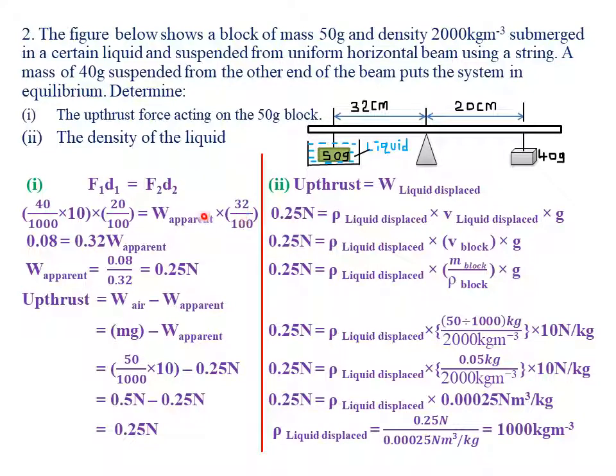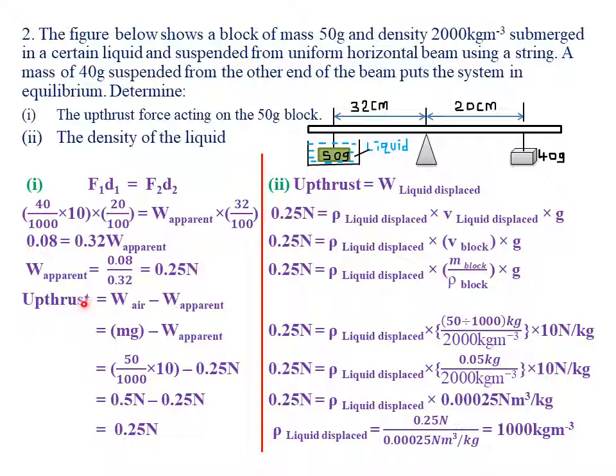So let's first of all find the apparent weight due to the 50-gram mass in this particular liquid. If you take 40 over 1000 times 10 times 20 over 100, you'll obtain 0.08. Then 32 over 100, you'll obtain 0.32 multiplied by the apparent weight. Therefore, the apparent weight will be equal to 0.08 divided by 0.32, which gives us 0.25 Newton.